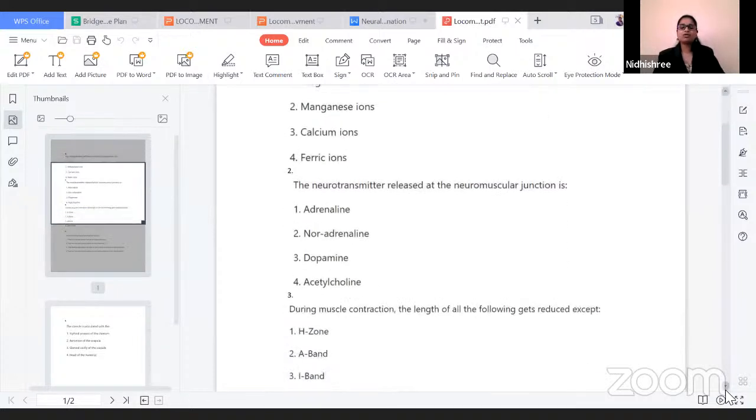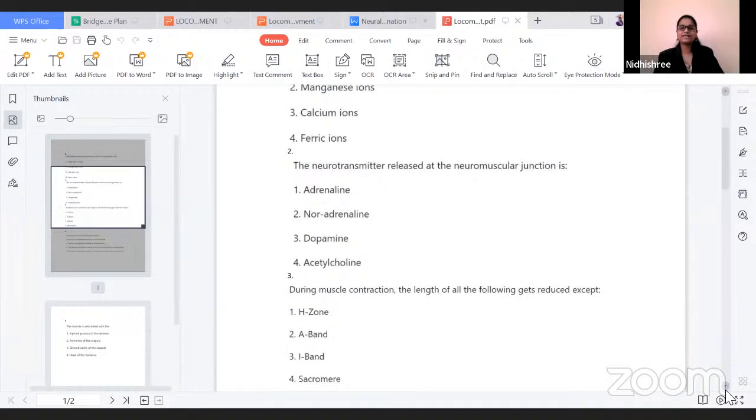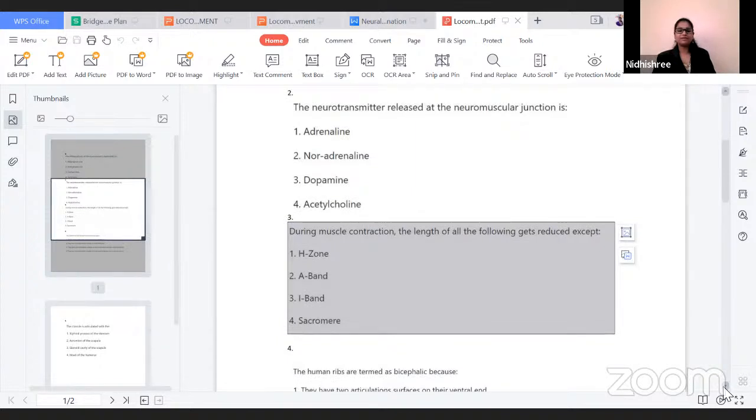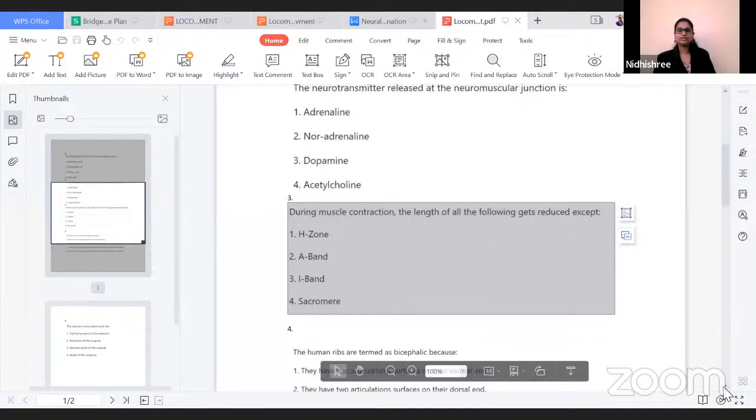Good. During muscle contraction, the length of all the following gets reduced except X zone, A band, I band, sarcomere. Kanchanaraj option C, Parvati option A, Saima option C, Nuhu Sayyed option D, Chandru option B. So the right answer is option B. First answered by Duty, I guess.